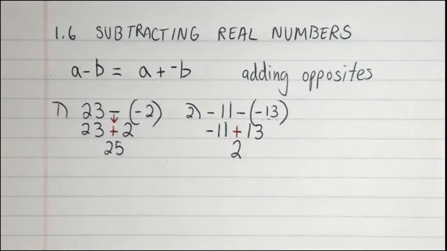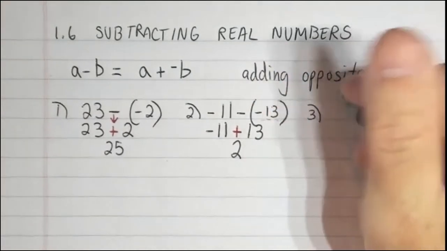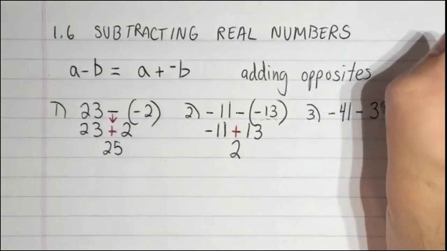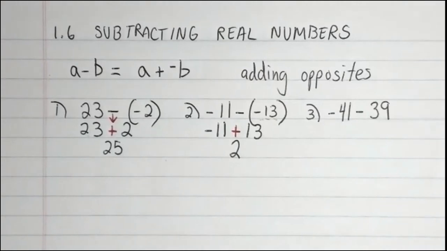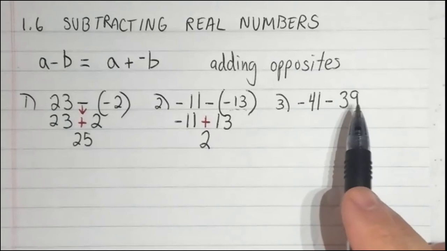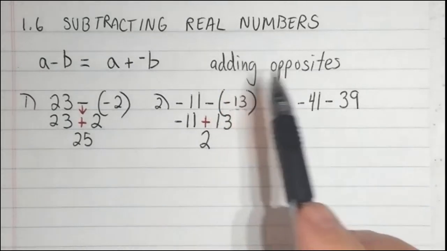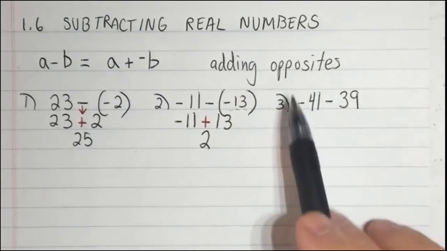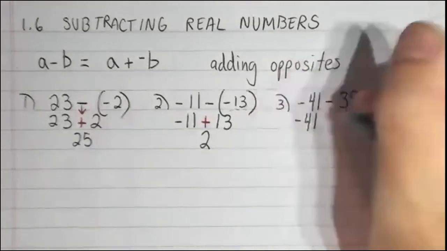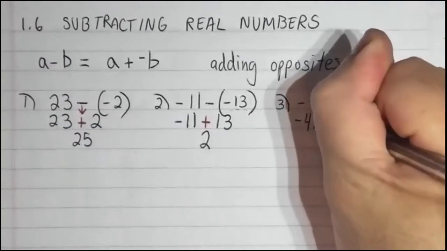All right, let's look at another one. In this case, we have a negative 41 being subtracted by 39. We don't subtract. What do we do? We add opposites, okay? We don't do anything to the first term. That stays negative 41. We're going to change that subtraction sign to a positive.